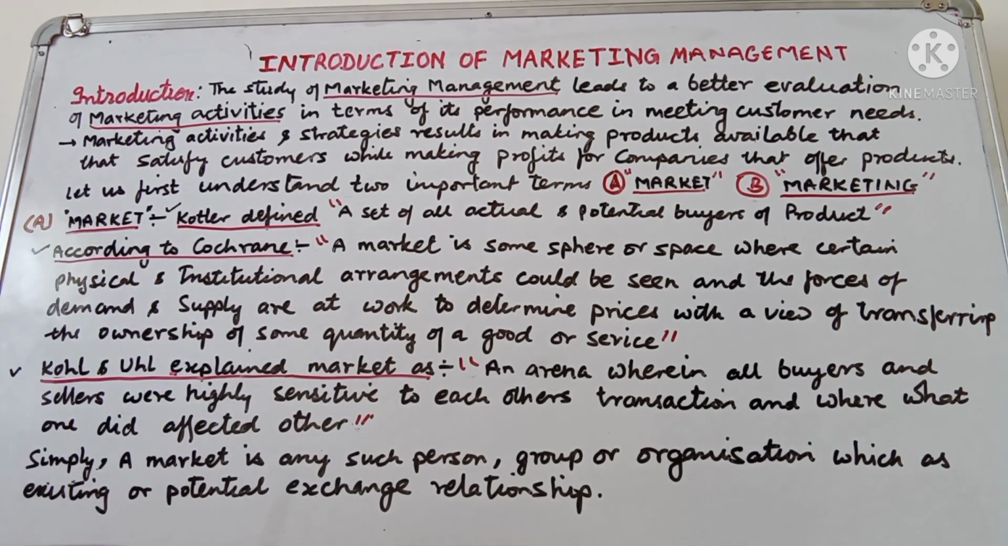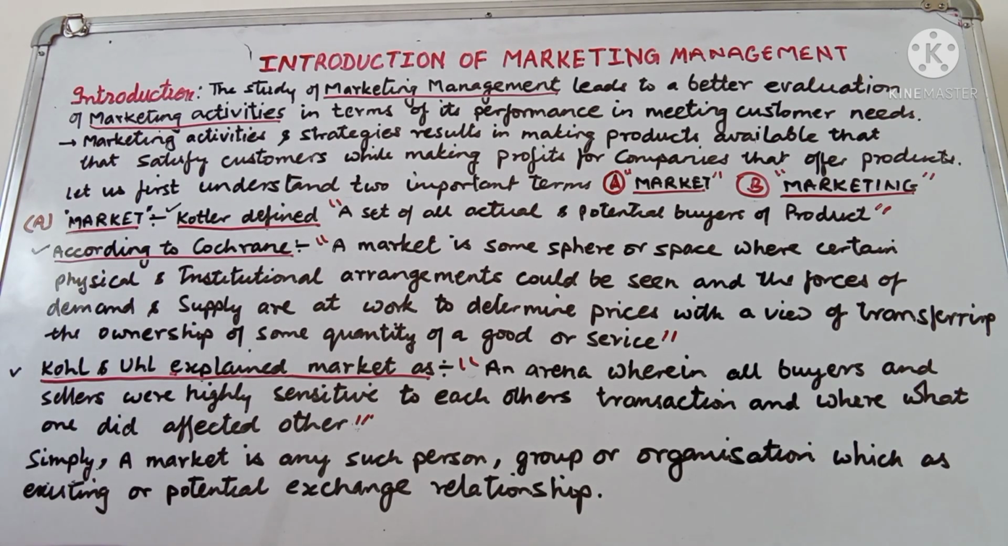So now let us first understand the two important terms. One is market, and the other is marketing, before going into what marketing management is all about. When we talk about market, Philip Kotler has defined it as a set of all actual and potential buyers of a product. If we go through this one line, this definition implies that wherever there is a buyer of a product or a service, there is a market.